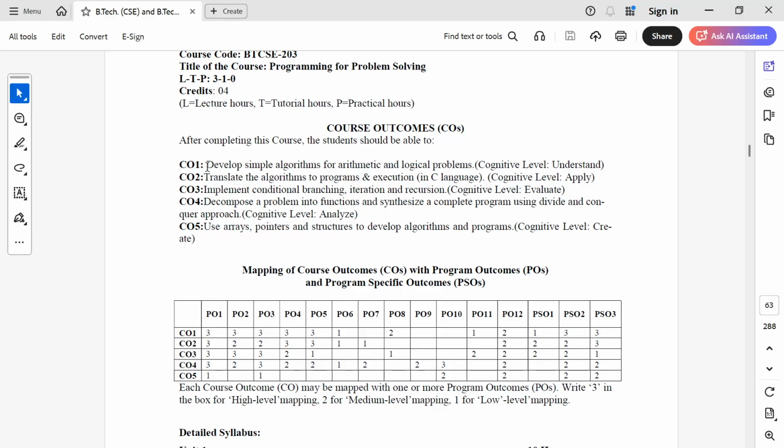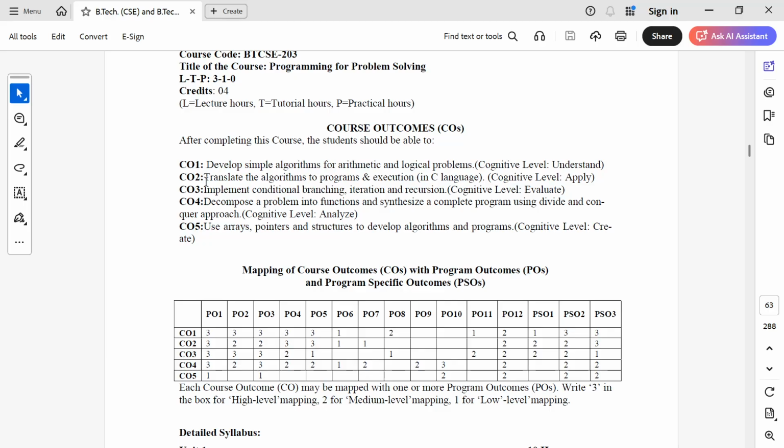So the first course objective is develop simple algorithms for arithmetic and logical problems. Okay? We will see what algorithm means soon. So we understand what an arithmetic problem is, what a logical problem is. Arithmetic means mathematical, where computation is involved, right? And logical means where you need to take a decision, right? Correct?